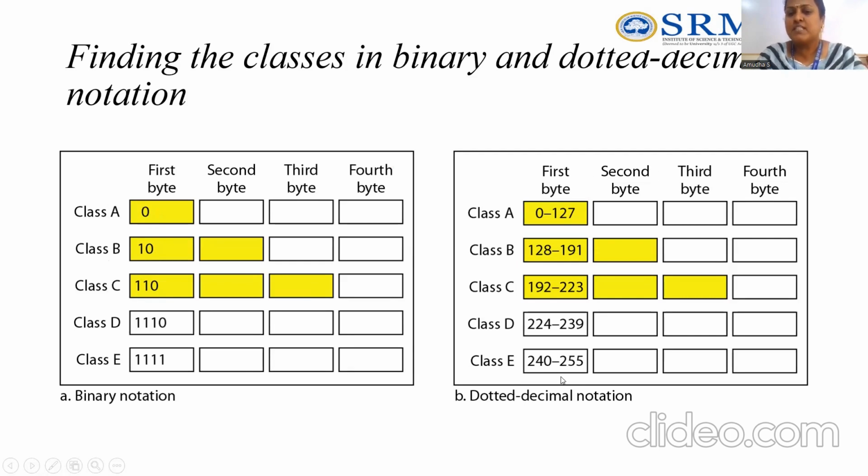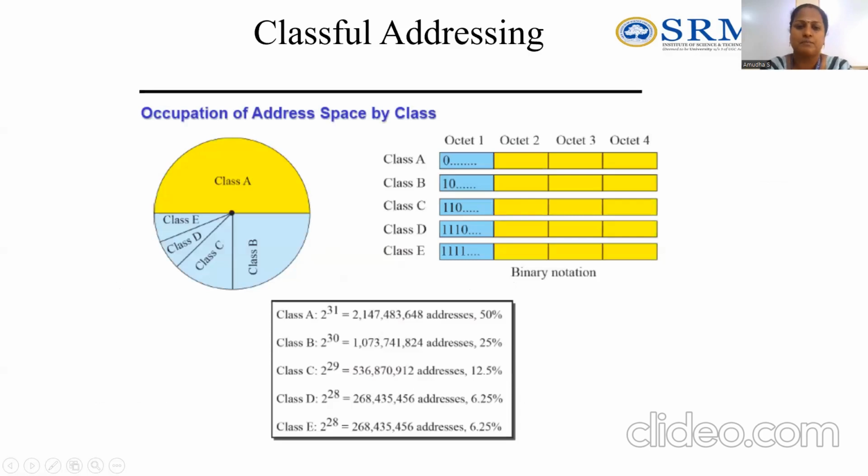In dotted decimal notation, according to the range of the value, we can classify them into class A, B, or C. If the range is 0 to 127, it is class A. 128 to 191 is class B. 192 to 223 is class C. Likewise, 224 to 255 is class D and E.